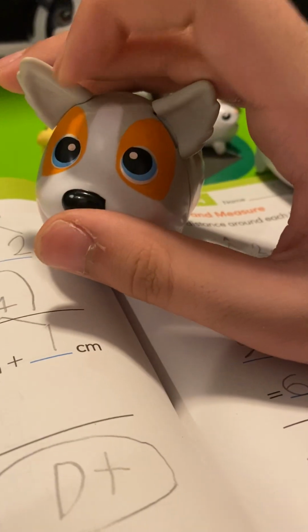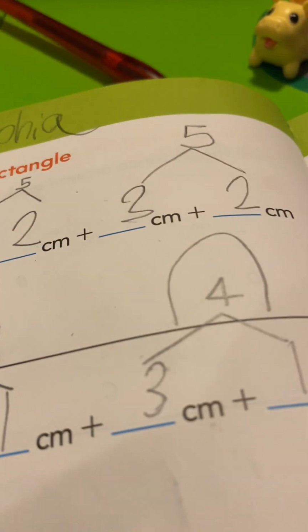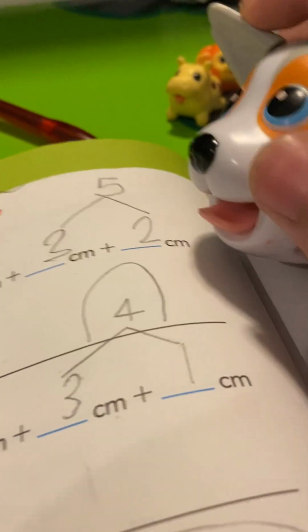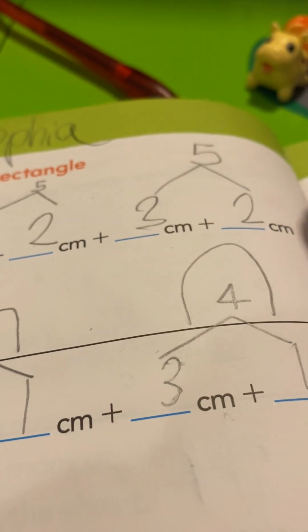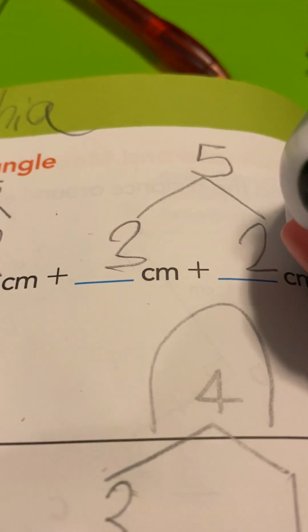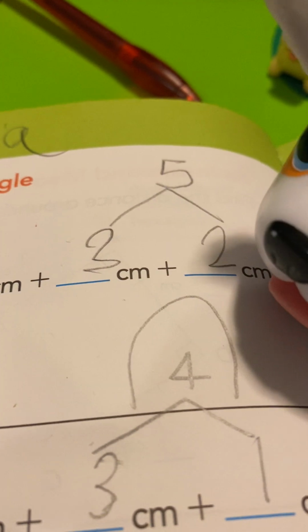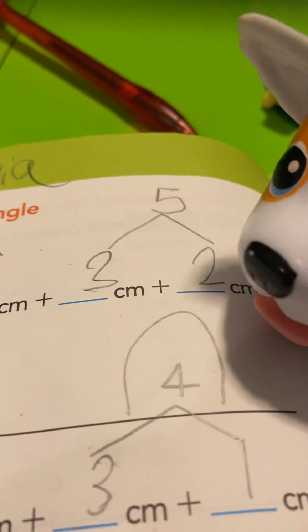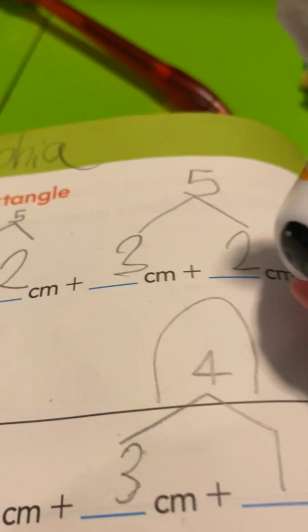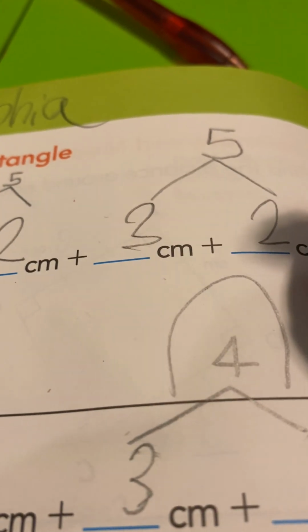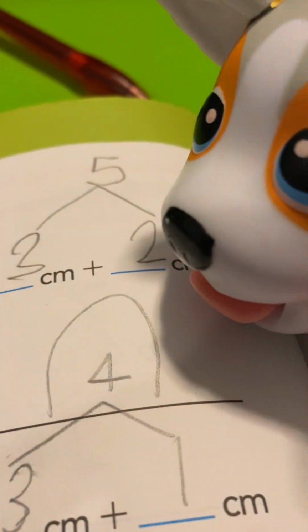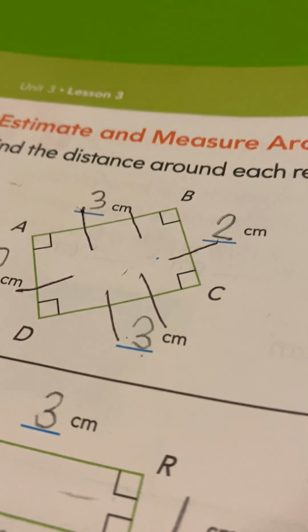Now, anyways, if we double check by adding the 2 3s and the 2 2s together, the 2 3s make 6 and the 2 2s make 4, and 6 plus 4 is 10. So, we are right, it's 10 centimeters for the perimeter.